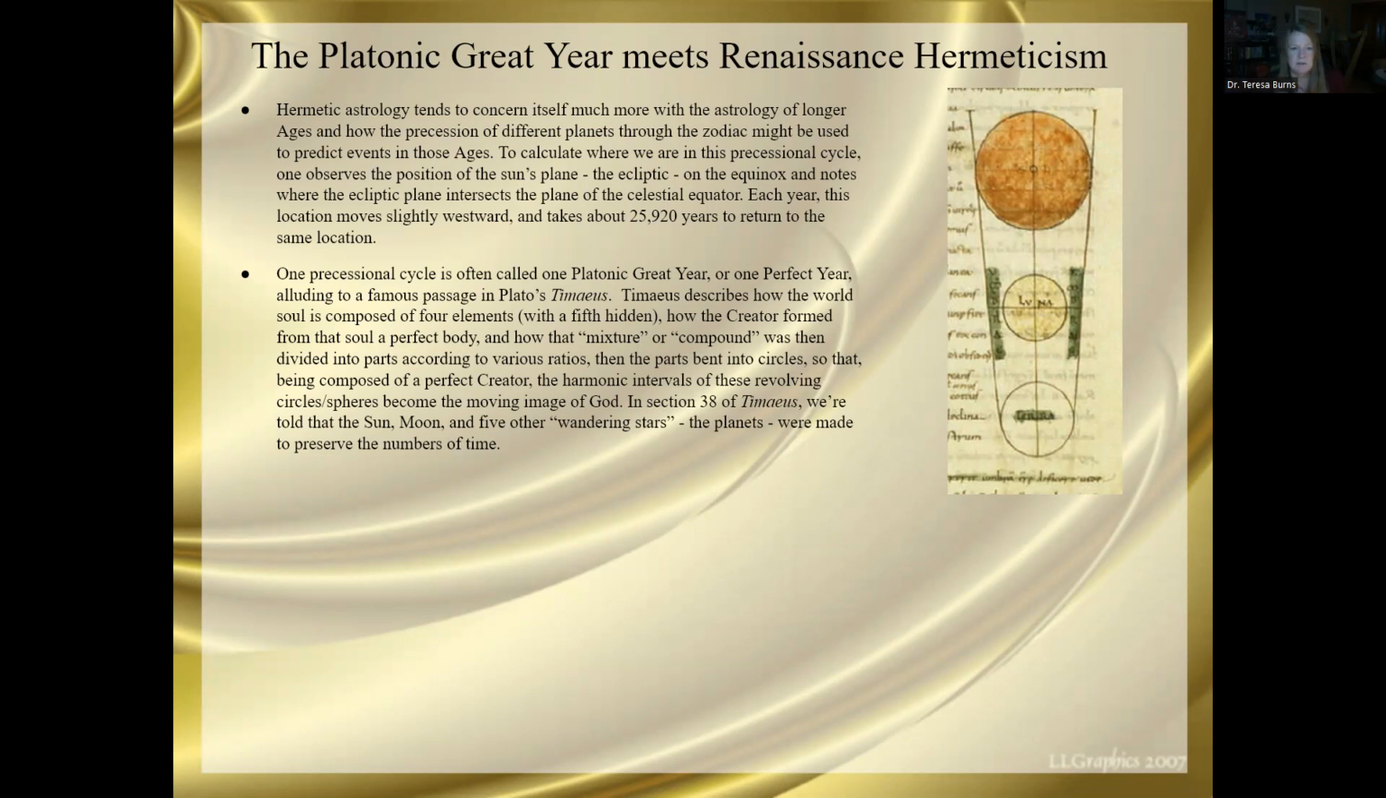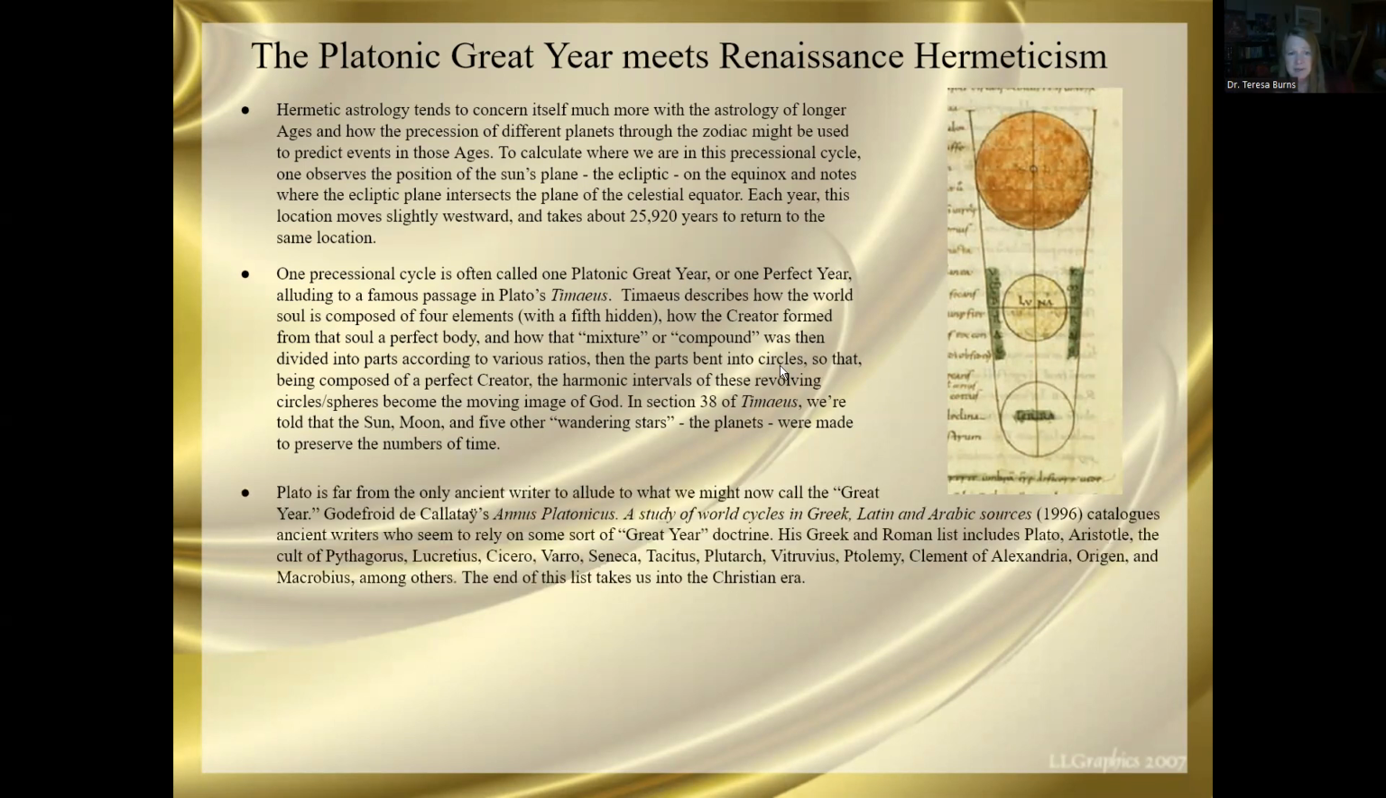Note D is talking about revolutions. And since they are composed by this wise craftsman, this perfect creator, the harmonic intervals of the revolving circles or spheres become the moving image of the face of God. It's a beautiful visualization. In section 38, we're told that the sun, moon, and 5 other wandering stars, those are the planets, were made to preserve the numbers of time.